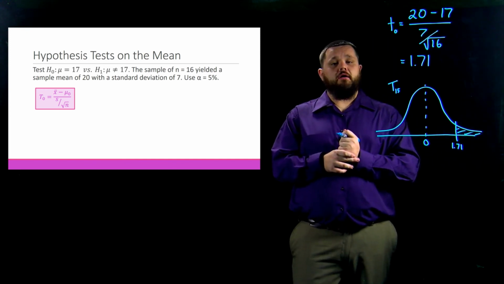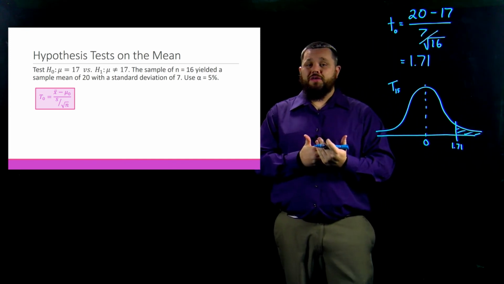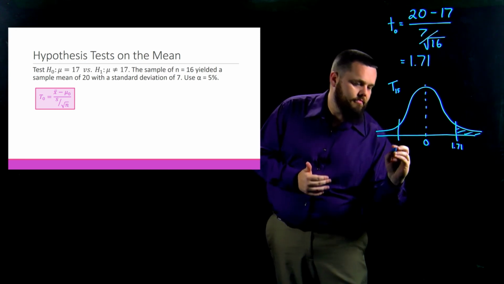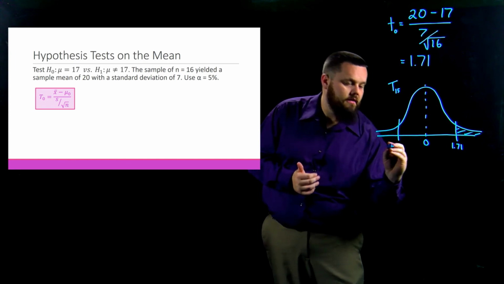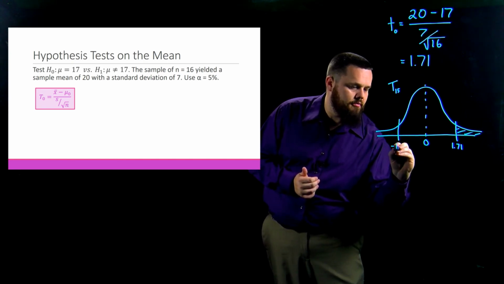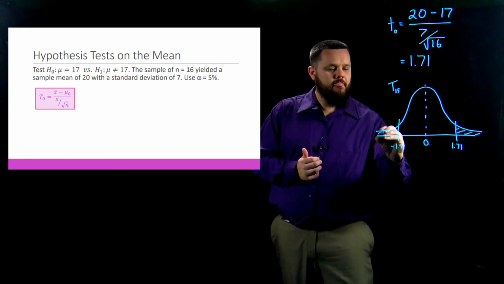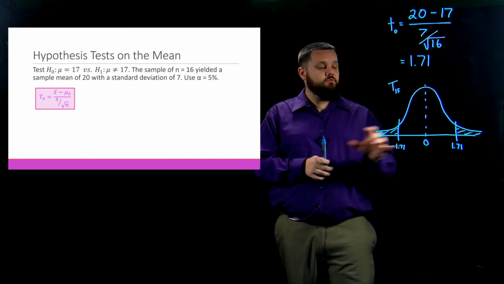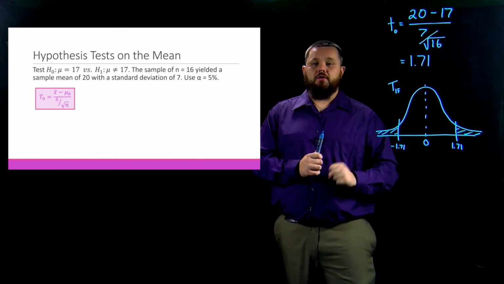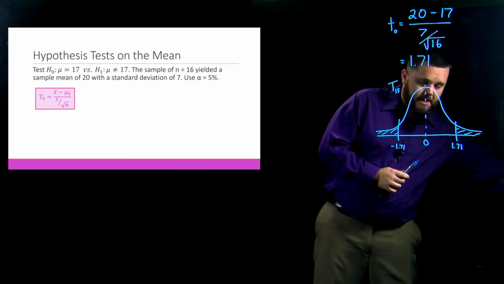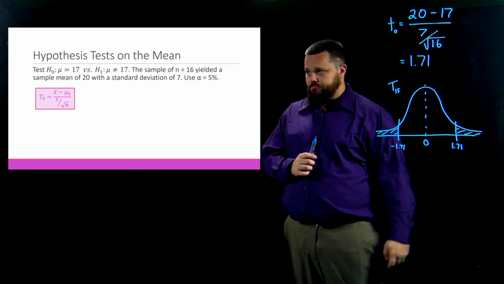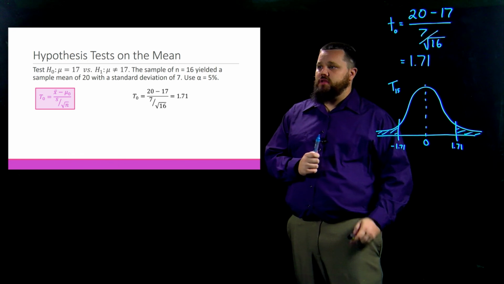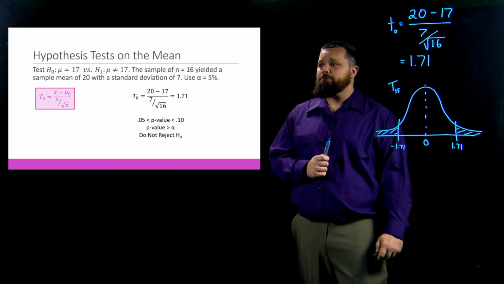And then we're going to want to find the area in that tail. Now, since we're dealing with a two-tailed test, we also would want to mark off the negative of our test statistic, so in this case negative 1.71, and look at the area in the left tail as well. So the area in both of those tails added together would be our p-value. So again, going through and calculating our test statistic, we should get a value of 1.71.